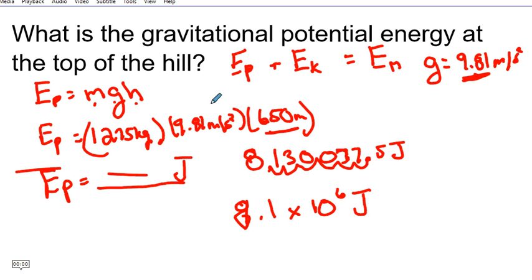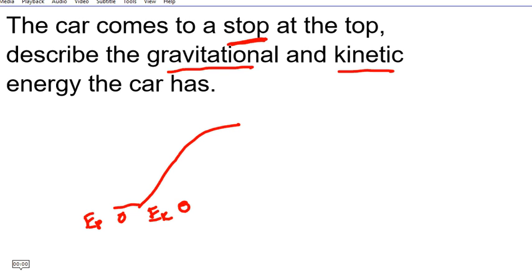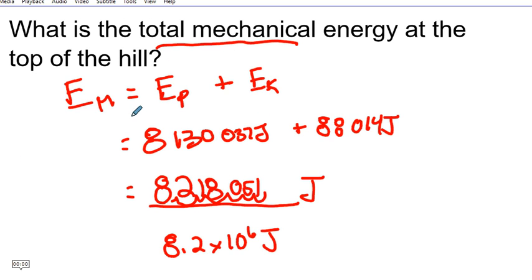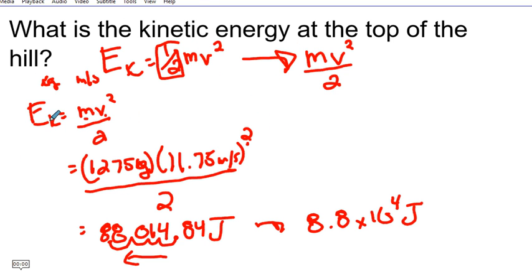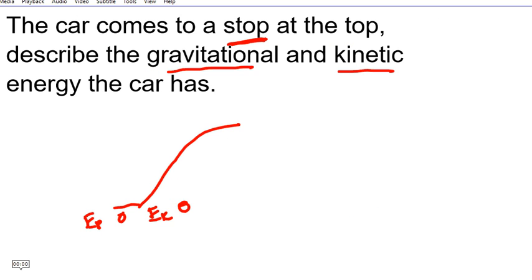So at the top of the hill, I've already found my potential energy at the top. So whether it's moving or whether it's stopped at that point, the potential energy is going to be the same. The kinetic energy, however, when it stops moving, so imagine that we sub a zero into this equation. If I multiply anything times zero, it gives me zero. So if my speed is zero, it doesn't matter what the mass is or anything else at that point. My kinetic energy will be zero.